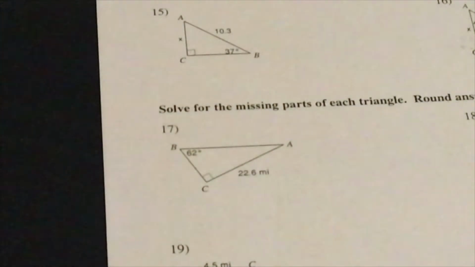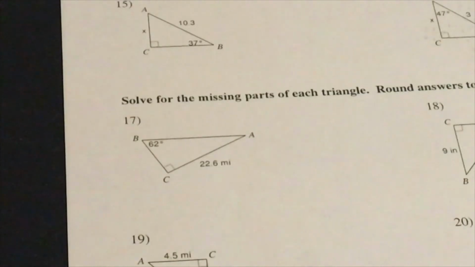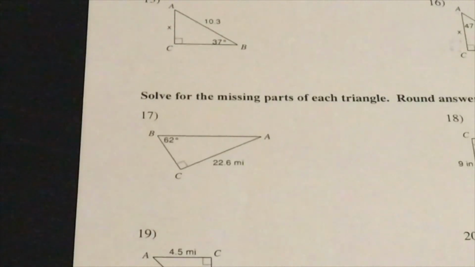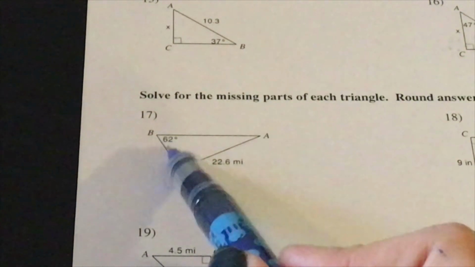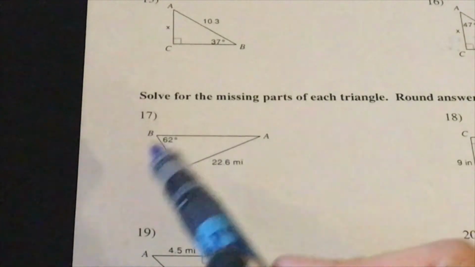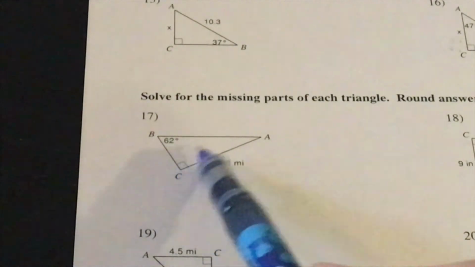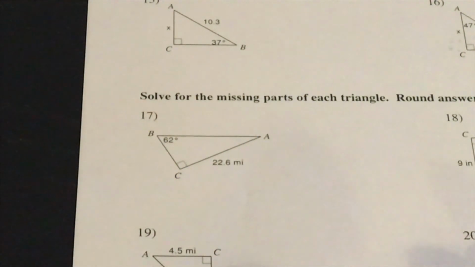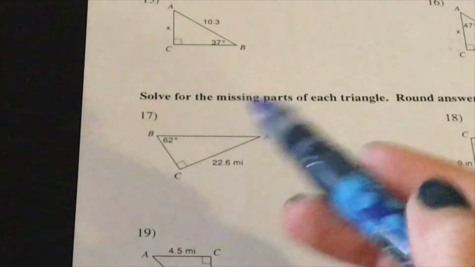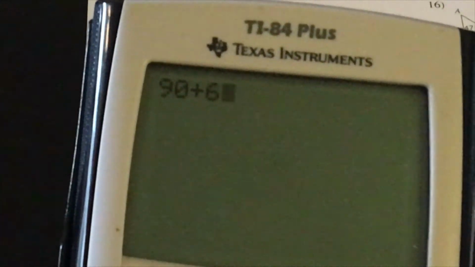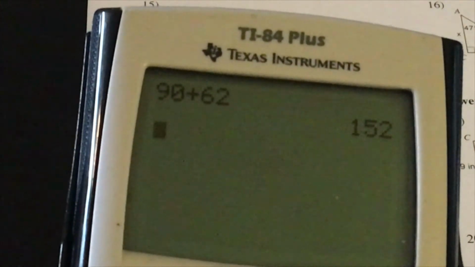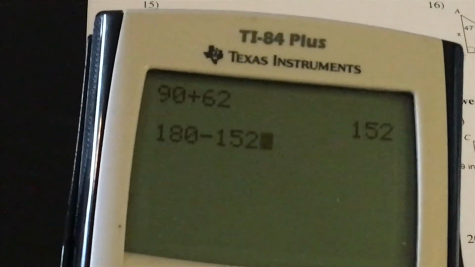On the back here, number 17 begins where we need to find all of the missing parts of each triangle. So that means I should have all sides and all angles labeled. The easiest place to start is by finding the value of the third angle. Since I'm given 90 degrees here and 62 degrees here, I can use the Triangle Sum Theorem, which states that all three angles add up to 180 degrees, to find the value of the third. So far I have 90 and 62. 90 plus 62 is 152. So if I take that away from 180, my missing angle is 28.